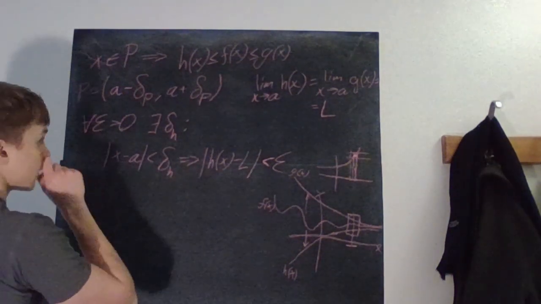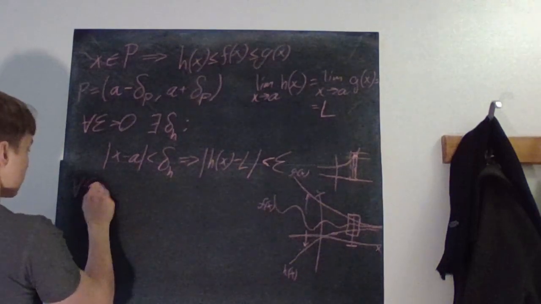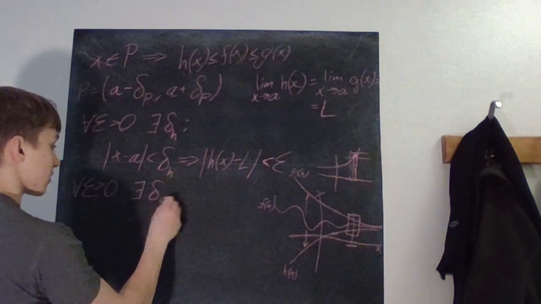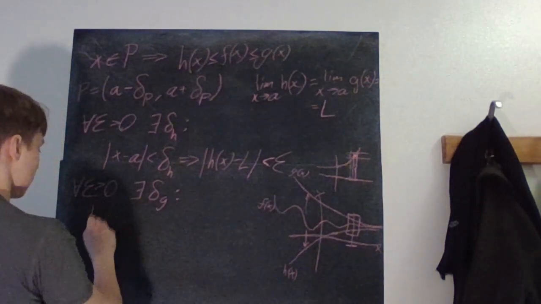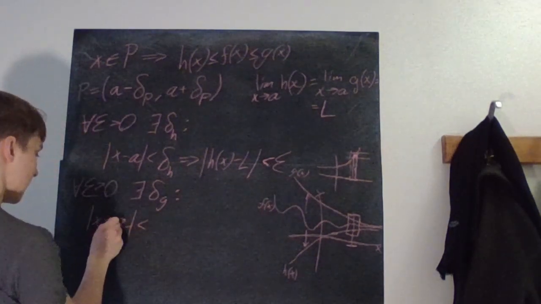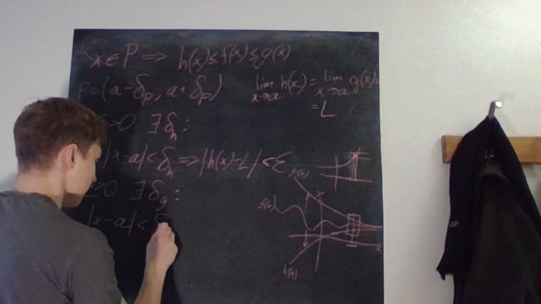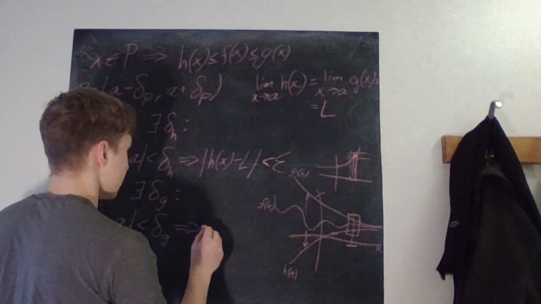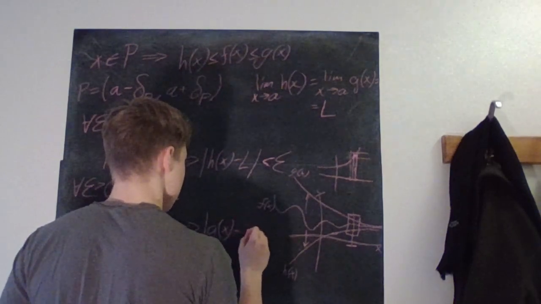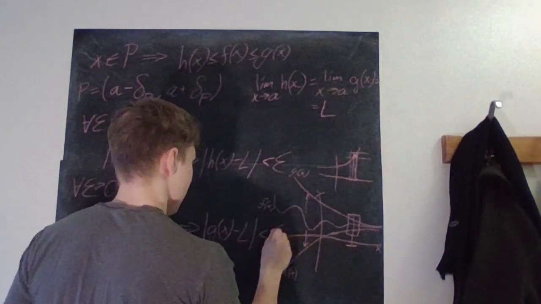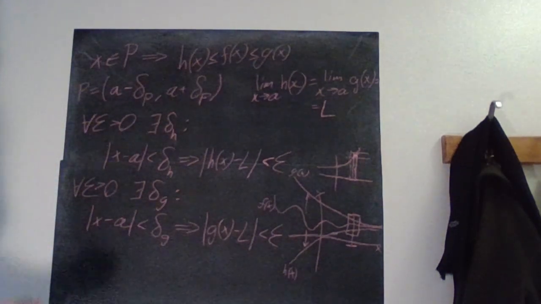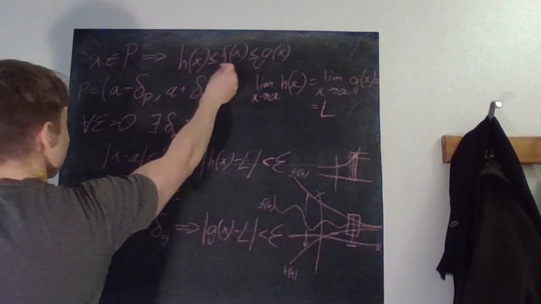So that is what the limit means for the function h of x, and let's do the exact same thing for the function g of x. We also know that for every epsilon greater than 0, there exists a delta g, let's call it this time, such that the distance from x to a being less than delta g implies that the function value is epsilon away from L.